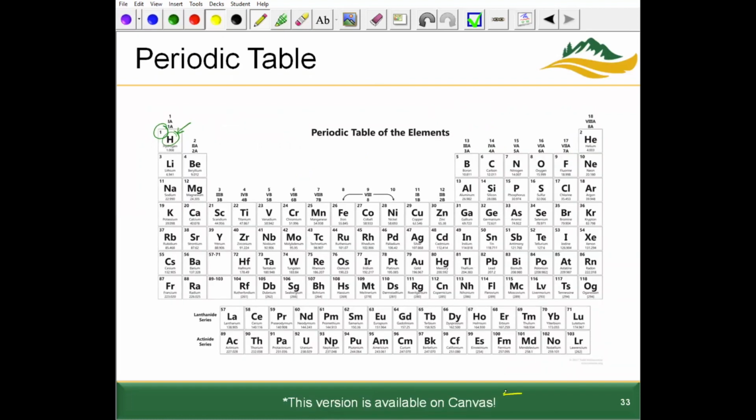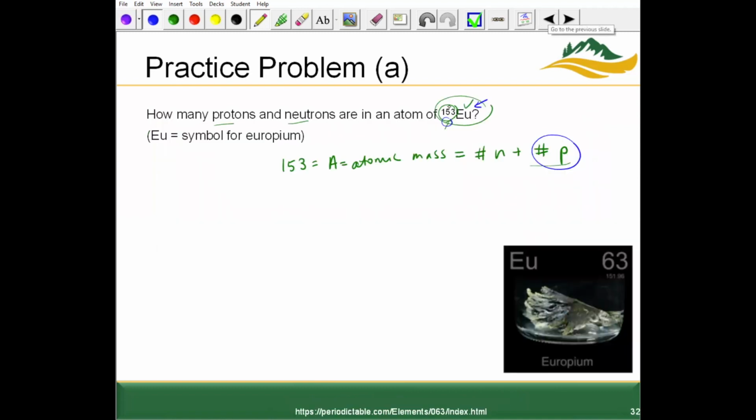This version is available on Canvas, by the way. So we find europium, it is one of the lanthanides. We'll talk more about the organization of the periodic table in the next set of topics. Europium has this mass number ordinarily, so 151.964. But here we have an isotope of europium.